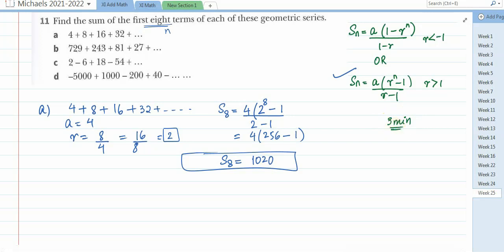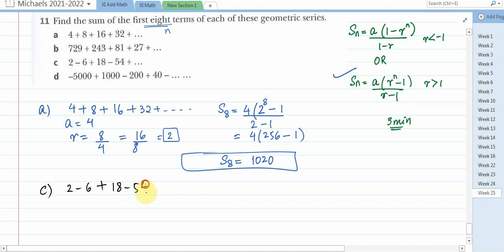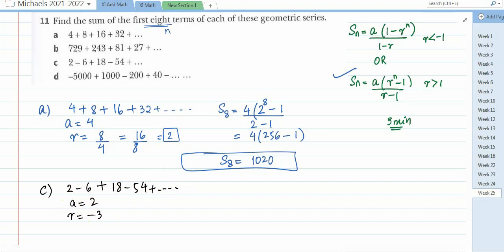You need to attempt part C here. For part C you have 2 minus 6 plus 18 minus 54 plus, and it goes on. You have the working formula. You need to make the data here first, and A is what? 2. The ratio will be minus 6 upon 2, it's minus 3. So you have A and R values known. You have the working formula. So first give it a try, and you have a time of 4 minutes to complete this part, so start.